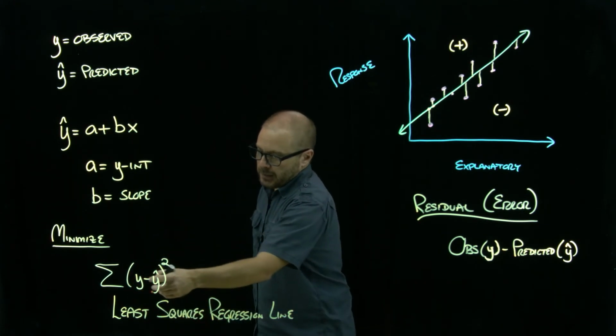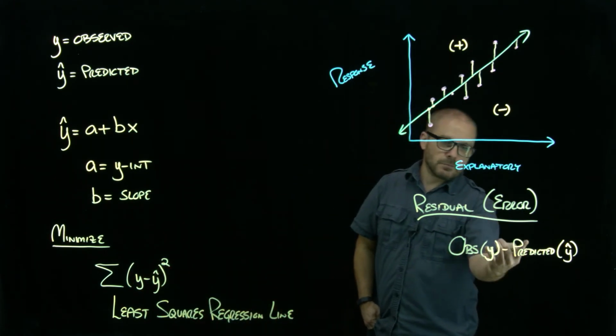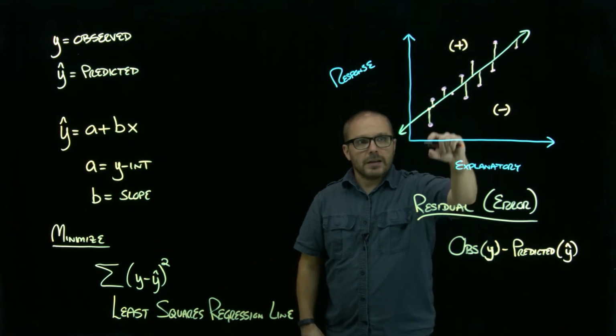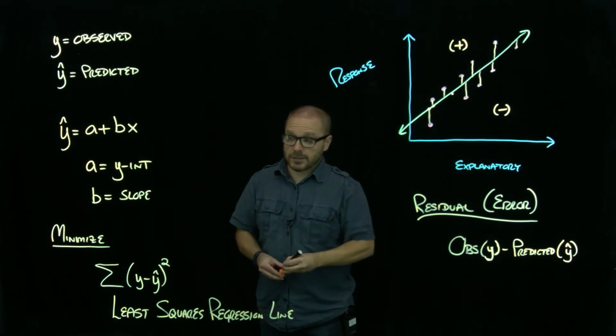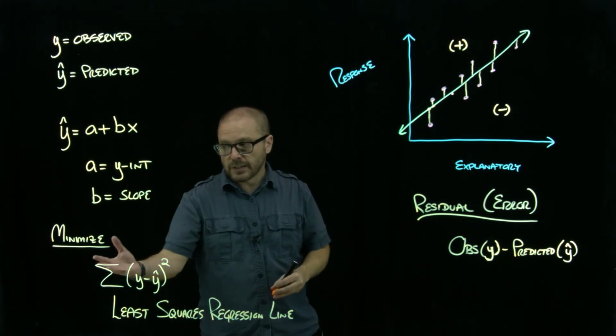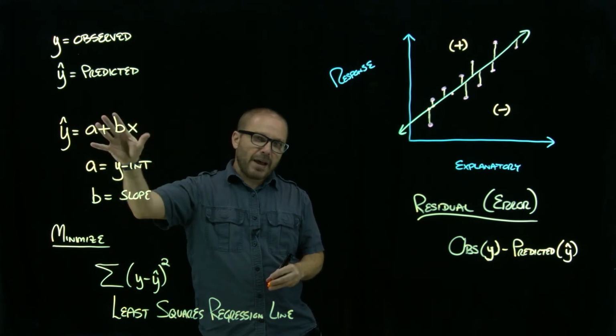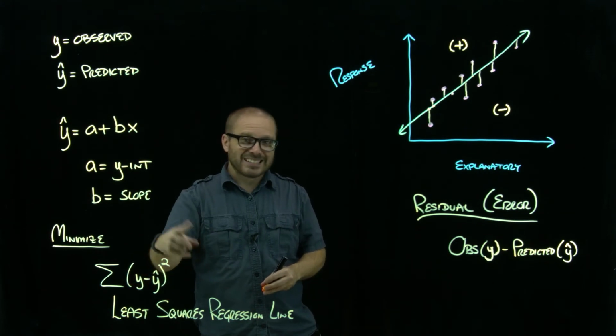The squares being the squares of these residuals. So each one of these could be positive or negative, but once you square it, they're all going to be positive. Add up all those squares. And this particular line, the best fit, is going to be the one that makes this a minimum.